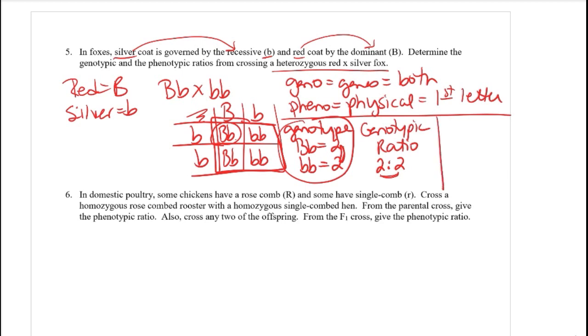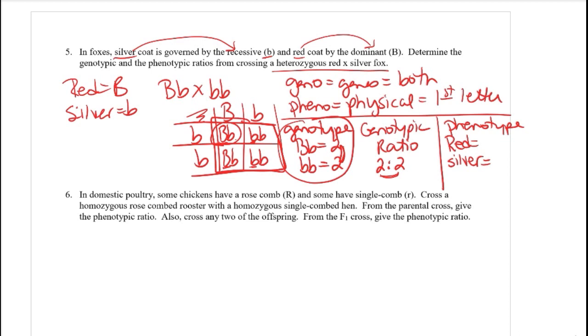Okay. Let's go ahead and do pheno now. So phenotype. Phenotype, what does it look like? So I look at the first letter of each. So my first letter, I don't use the letter B, that's a symbol. Now I'm going to do red. If I actually looked at a fox, the phenotype, it would be red. And my other trait is silver. So don't use symbols in this case.